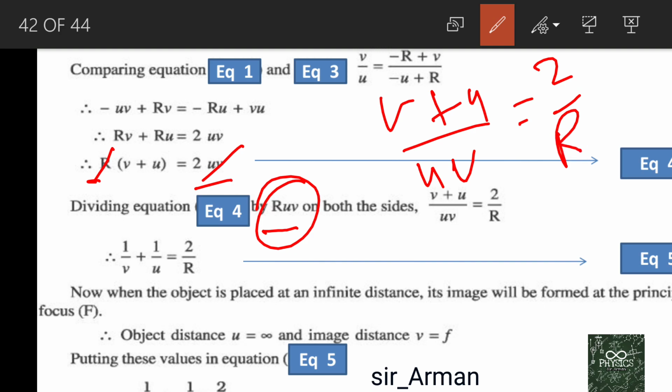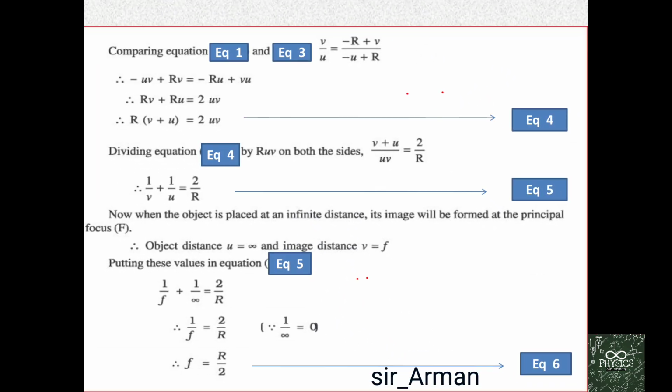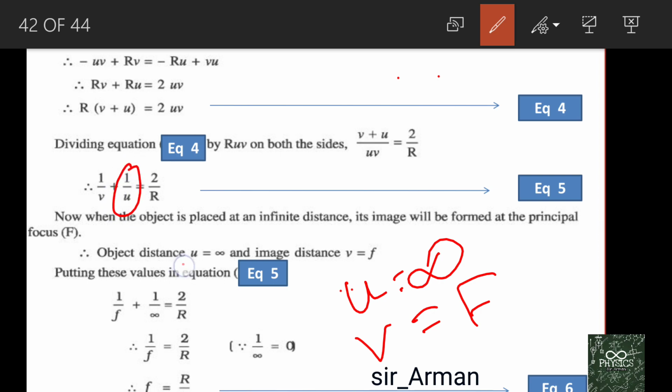Now if you solve this equation, you will get 1 by V plus 1 by U is equal to 2 by R. You can solve it by yourself, it is very easy. Now when the object is placed at infinity, that is at a very large distance, in that case our object distance, that is u, is equal to infinity. For the cases whenever the object is at infinity, we get the image at focus, right? So here we can write u is equal to infinity, and v, that is the image distance, is equal to f.